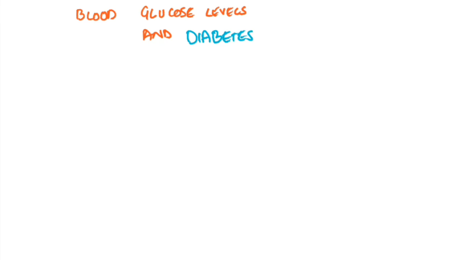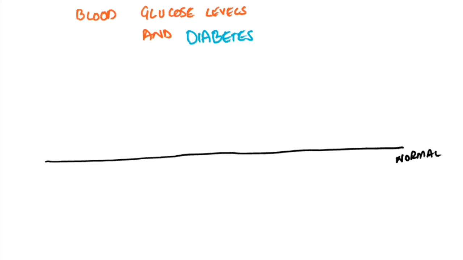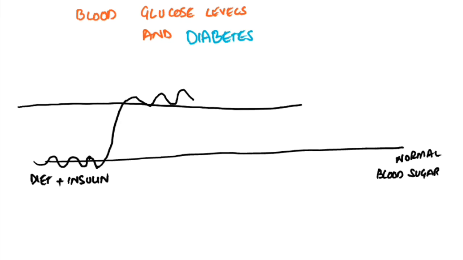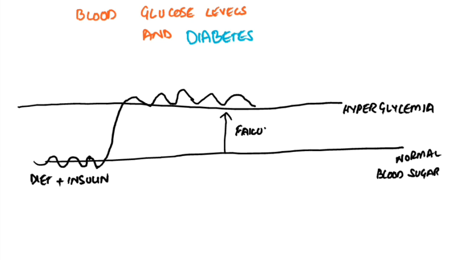The glucose in our blood tends to stay normal. This is because of two things: the diet that we eat and the insulin present in our body. Then there comes a time when the glucose in our blood increases. This is known as hyperglycemia. This is mainly because of the failure of insulin to work properly.